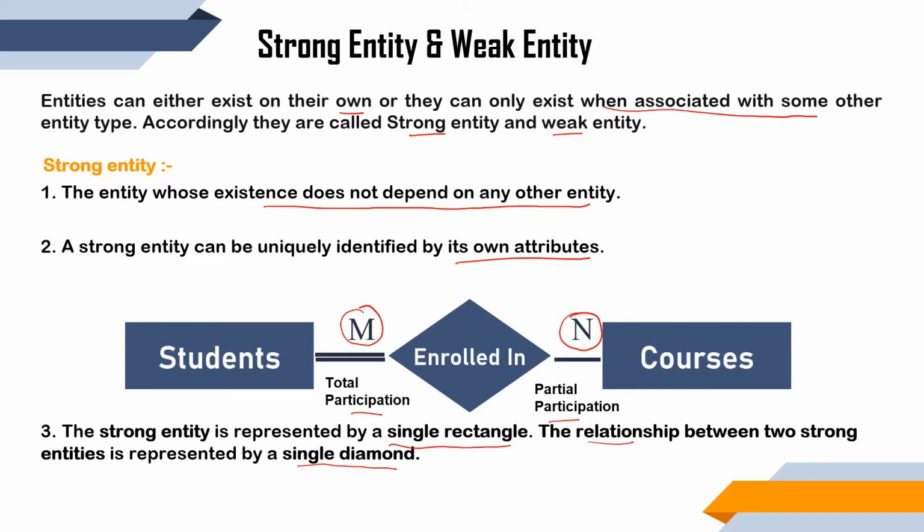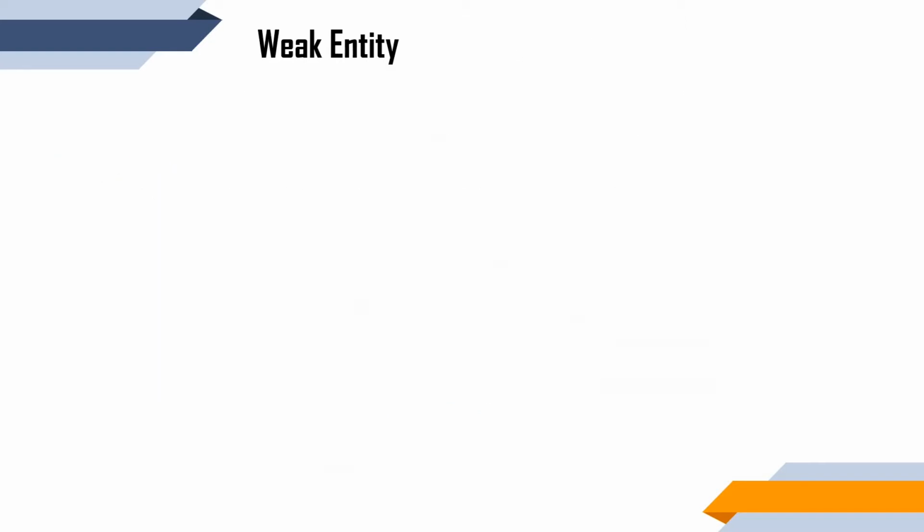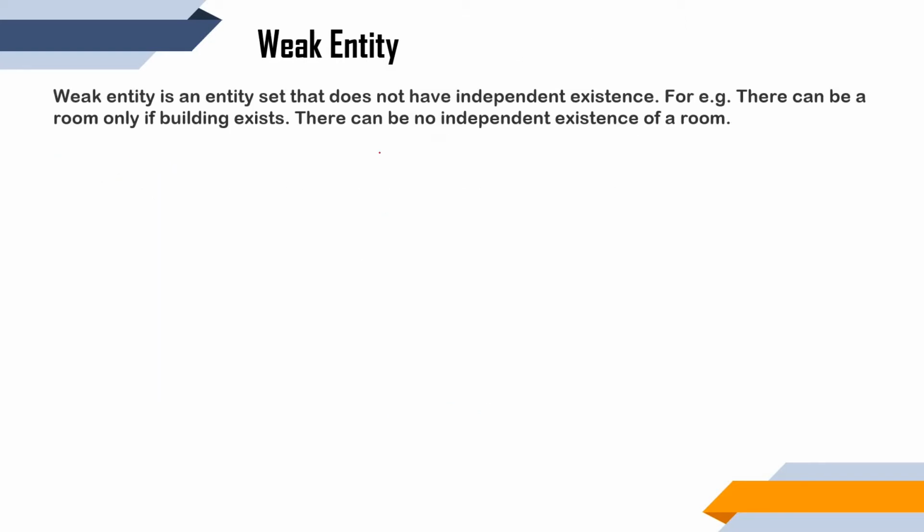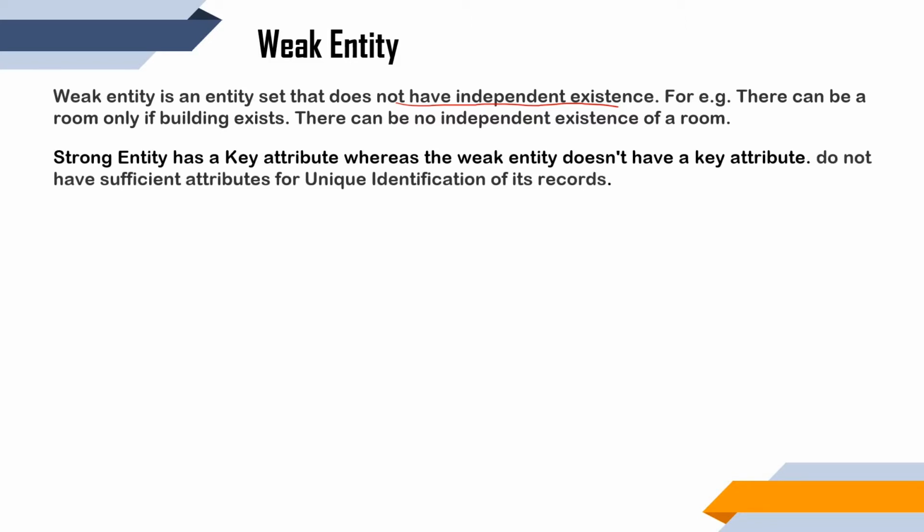Then what is weak entity? Weak entity is that entity set which does not have independent existence. For example, there can be a room only if a building exists, isn't it? Otherwise, without a building, no room can exist. It's just like that. Because there is no independent existence of a room unless a building is associated with it, right? Similarly, weak entity is that kind of entity.